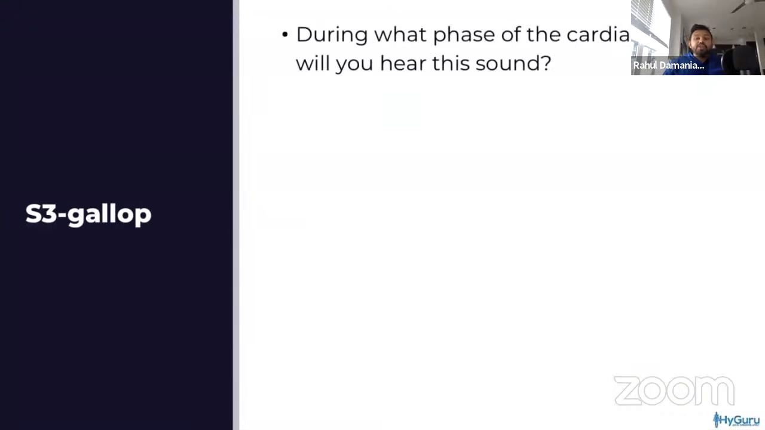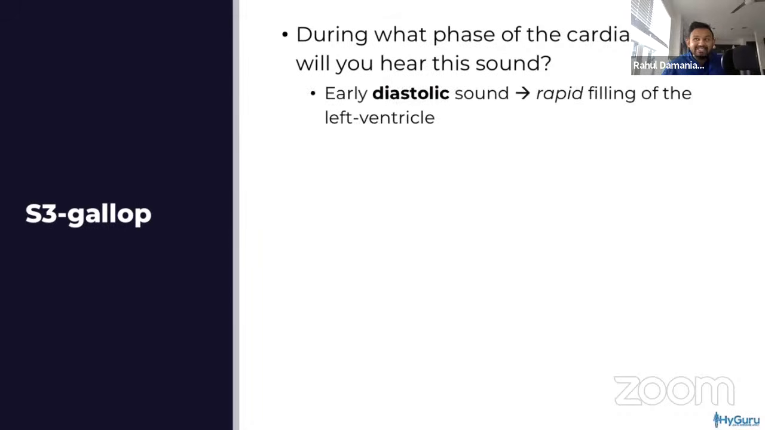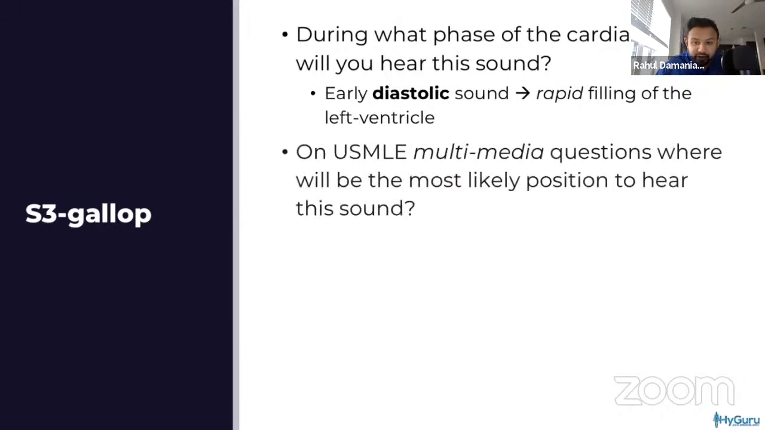All right. So what we're going to do is talk about the S3 and S4 heart sounds. During what phase of the cardiac cycle are you going to hear the S3 heart sound? Well, you're going to hear the S3 heart sound where? Early in diastole. And you are going to hear this right after the S2 sound. And on your auscultation, it'll sound like this. Kentucky, Kentucky, S3 gallop. It represents the rapid filling of the left ventricle.